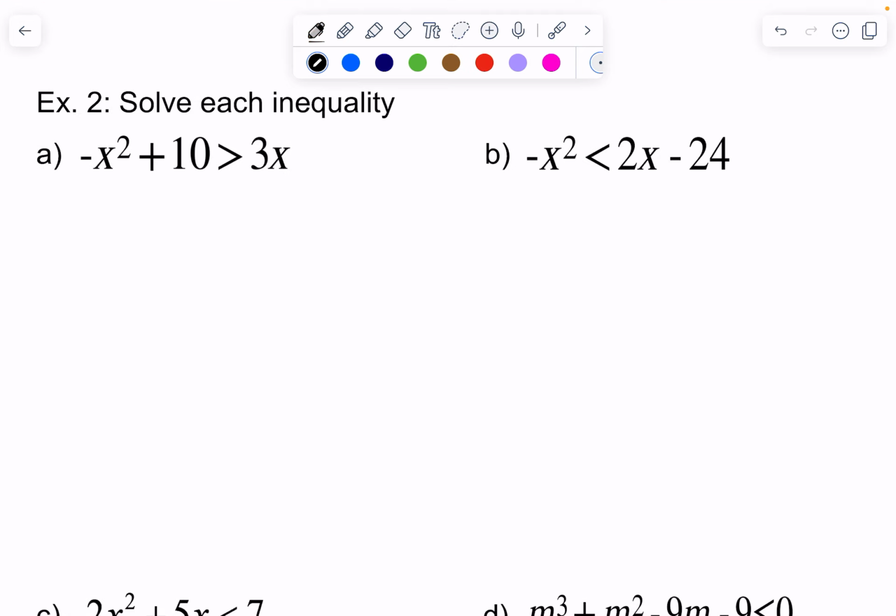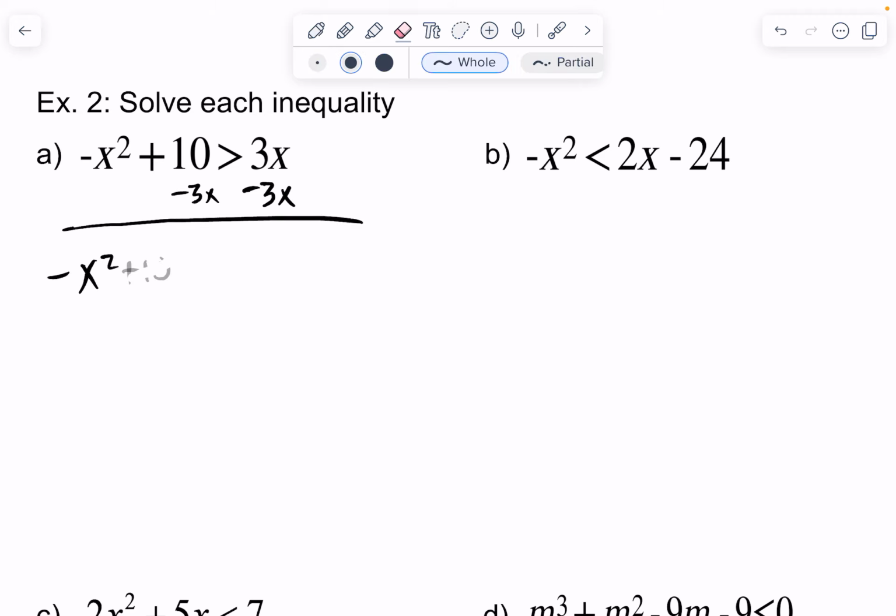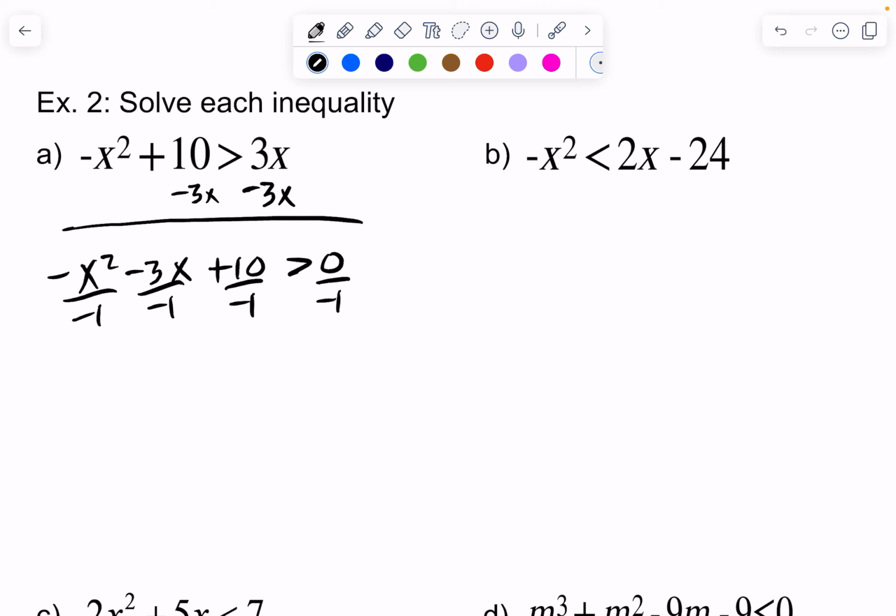So first things first, I always like to make everything easy for me to read. So I like to read from left to right. And so therefore, I'm going to subtract 3x from both sides. So I've got -x squared minus 3x plus 10 is greater than 0. I'm going to get rid of that -1 because I always want a leading coefficient that's positive. So I've got x squared plus 3x minus 10 is actually less than 0 because whenever you divide by a negative, you flip the inequality.